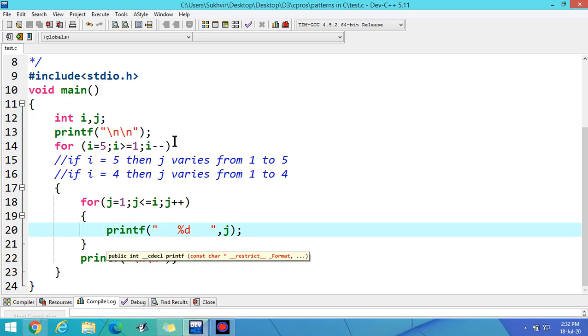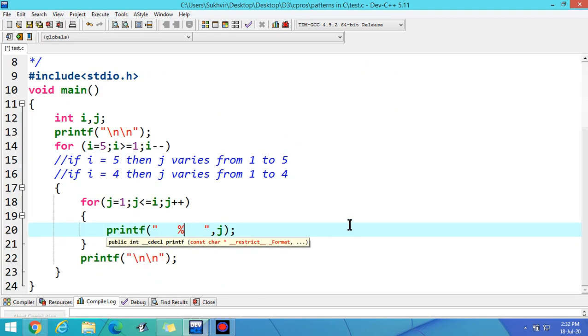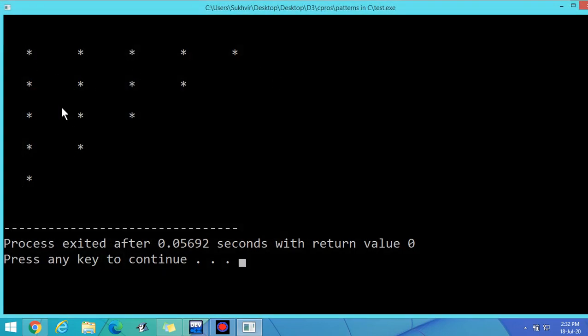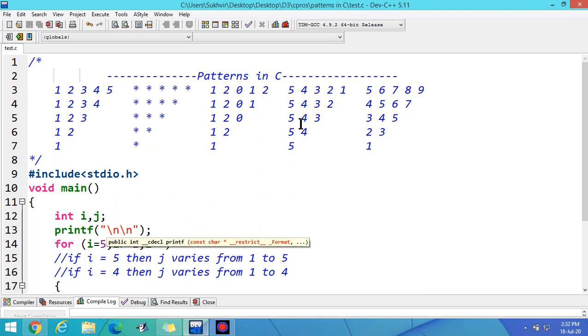What about the second pattern? For the second pattern, you can write simply a star, and j is not required for that. Then execute the program. Output is there: 5 stars, then 4, 3, 2 and 1. What about the third pattern?